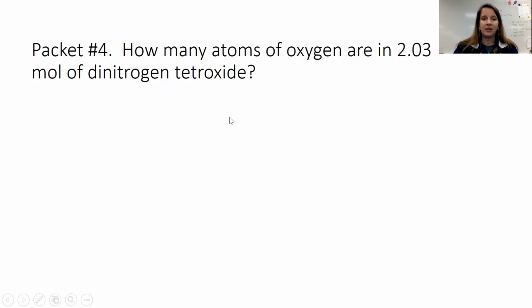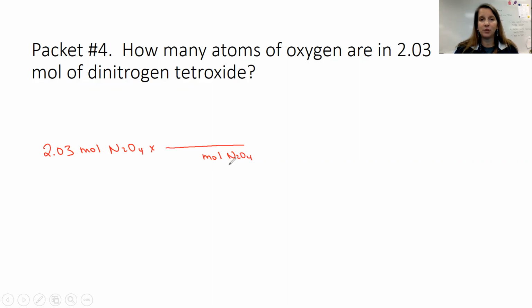So this question: how many atoms of oxygen are in 2.03 moles of dinitrogen tetroxide? It's very, very similar to the last one. We're going to start with our given, 2.03 moles of N2O4. Make sure you're paying attention to those prefixes. Whatever unit you're studying with, remember that unit is going to go here at the bottom. So we have moles of N2O4.